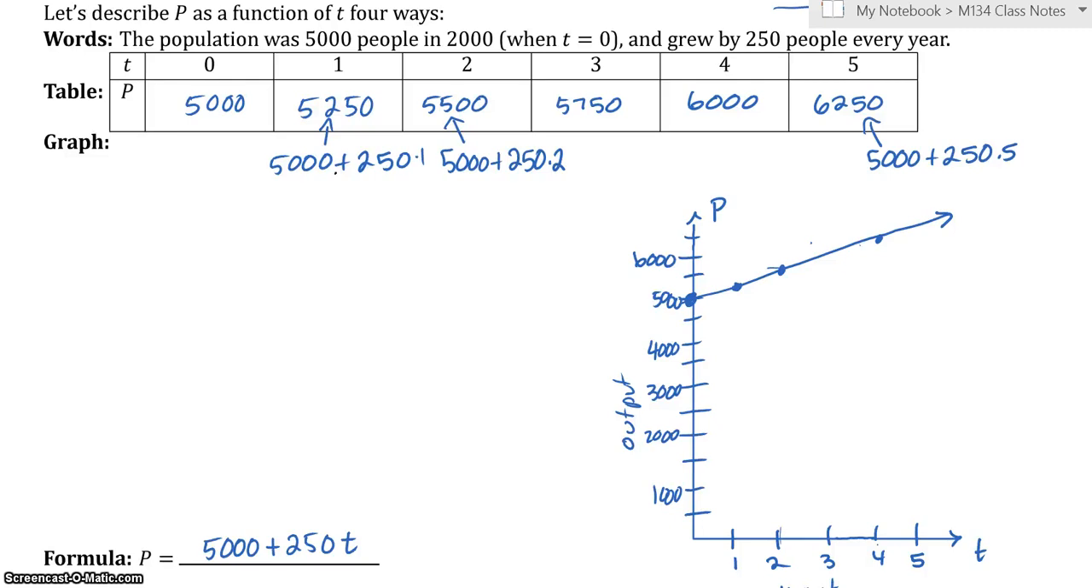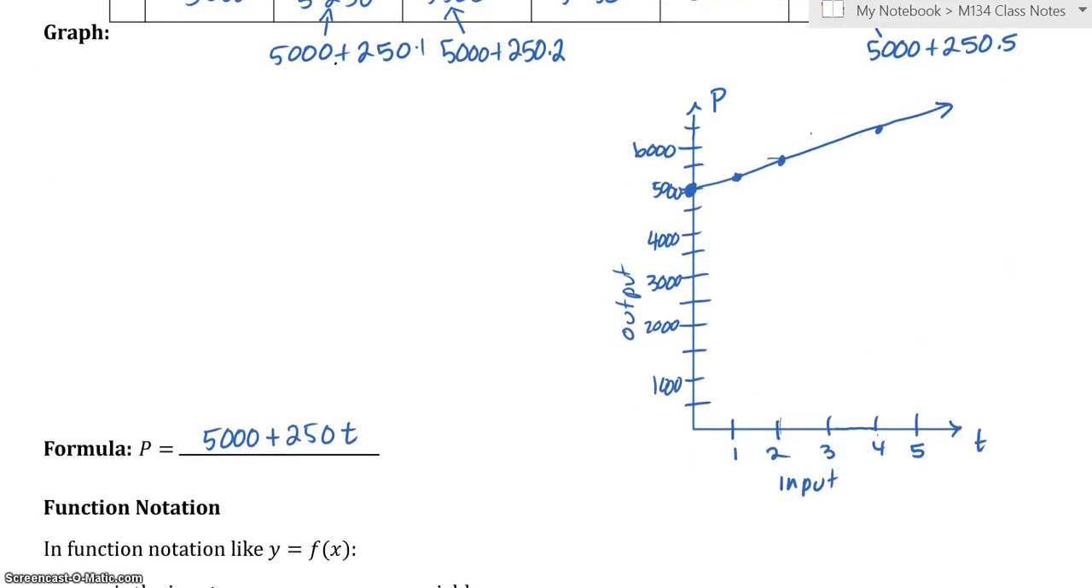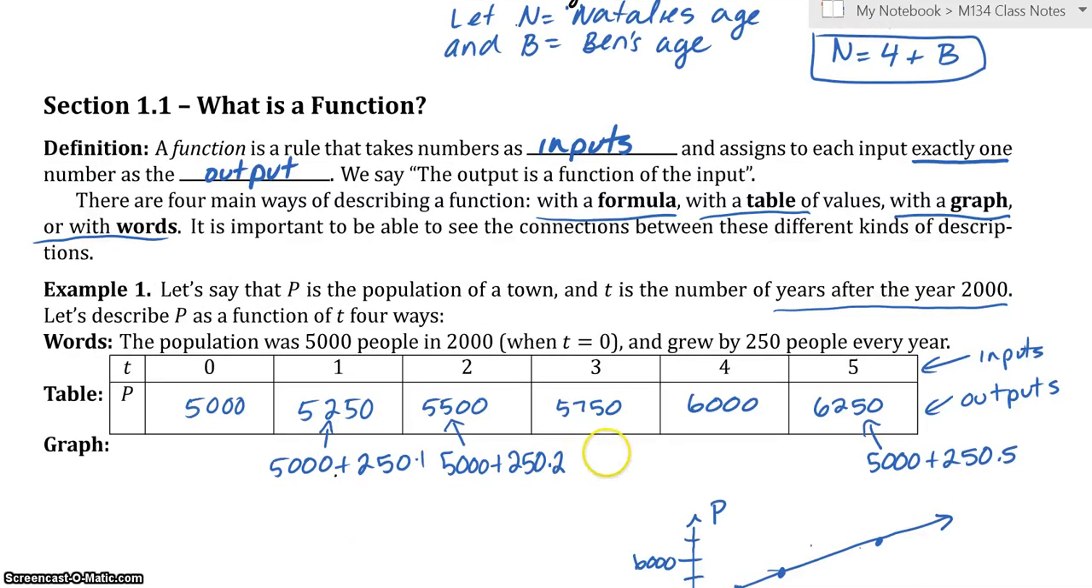Again, it is a function. Let's go back to the definition again. The function is a rule. This is a rule that takes an input. So these are inputs and inputs, and assigns exactly one output to each input. So this one just had 1, this one had 1, and so forth. We can describe a function using a formula. We did here. A table, a graph, or with words, which is what they gave us.